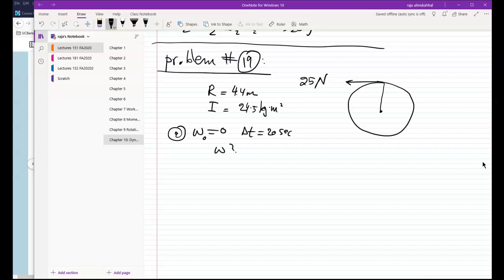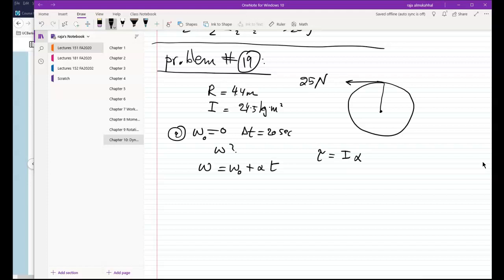Well, that's just pure kinematics, isn't it? We can just use kinematics in this case. So omega equals omega naught plus alpha t, correct? I know t is right here, 20 seconds. Omega naught is 0, but we need alpha. How do we get alpha? He didn't give us alpha, did he? Well, here is where Newton's second law for rotation, tau equals I alpha, comes to the rescue.